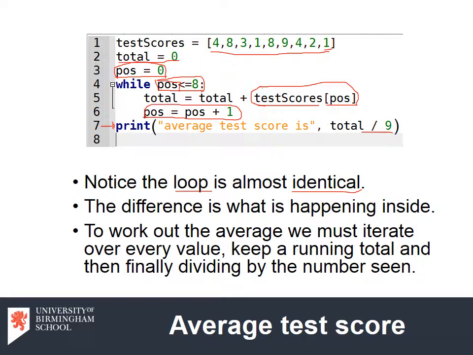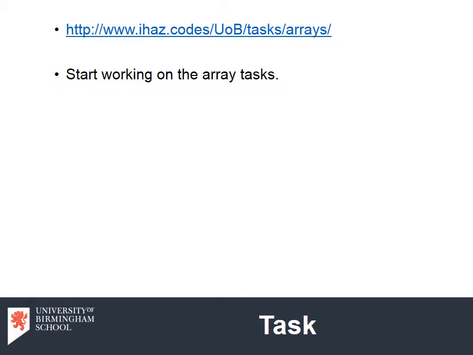The difference is what it's doing inside. So to work out the average, we must iterate over every value, keeping a running total. So if I asked you to work out the average yourself, you'd add them all up one at a time and then divide by the number that you've got. So now's the time to start working on some of these array tasks. So go on to IS codes, again start with bronze and work your way up to gold.